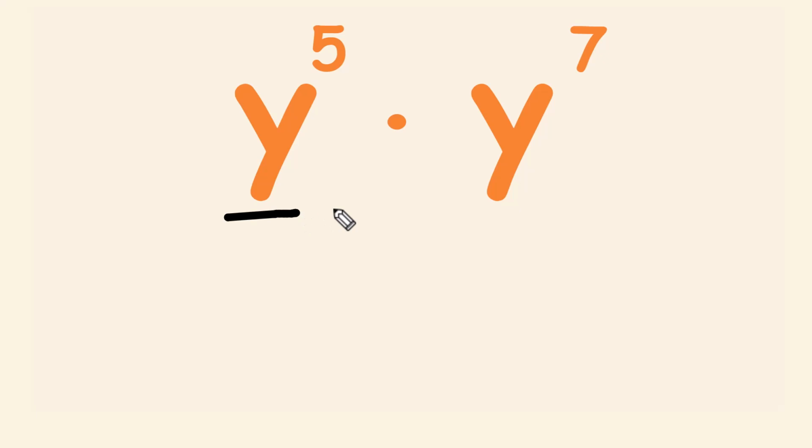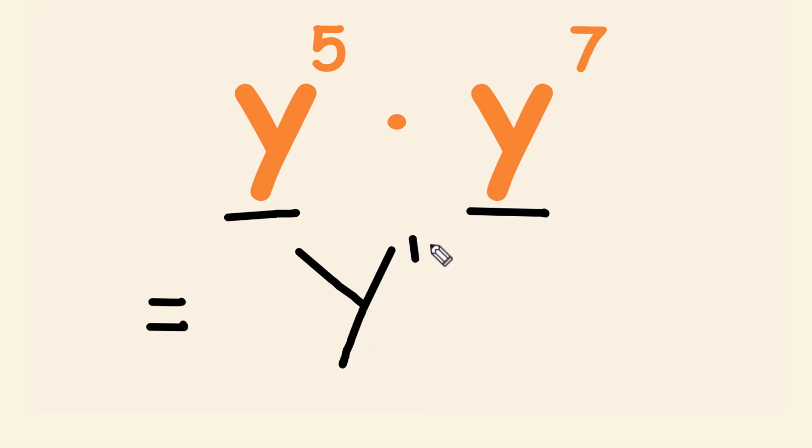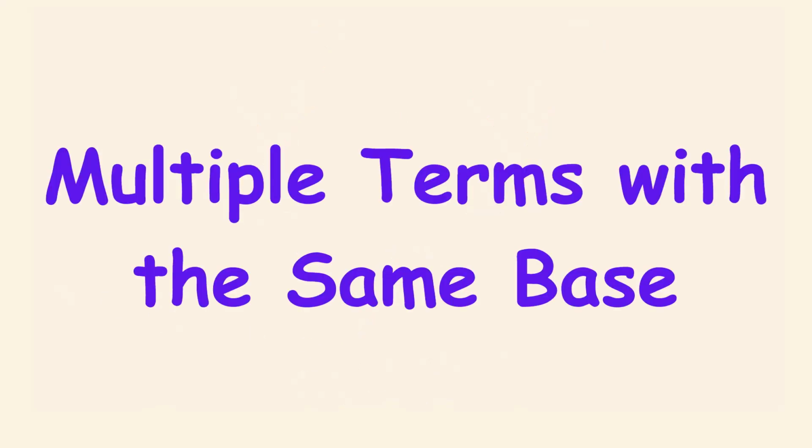Alright, here's another problem. We have the same base. We will add the exponents. So we have y. 5 plus 7 is 12. So our answer is y to the 12th power. Multiple terms with the same base.